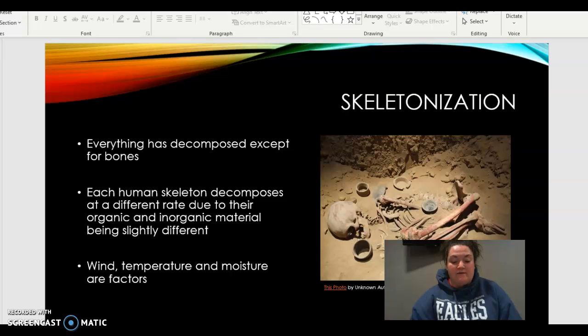Skeletonization is the last stage of decomposition. At this point, the skin, organs, ligaments, tendons, tissue, and muscles have decomposed. All that will be left in this stage is the body skeleton. Each person's skeleton will decompose at a different rate since each body's organic and inorganic materials are slightly different. There is no specific amount of time in which skeletonization occurs. However, the wind, moisture, and other factors assist in the length of how long each stage will last.